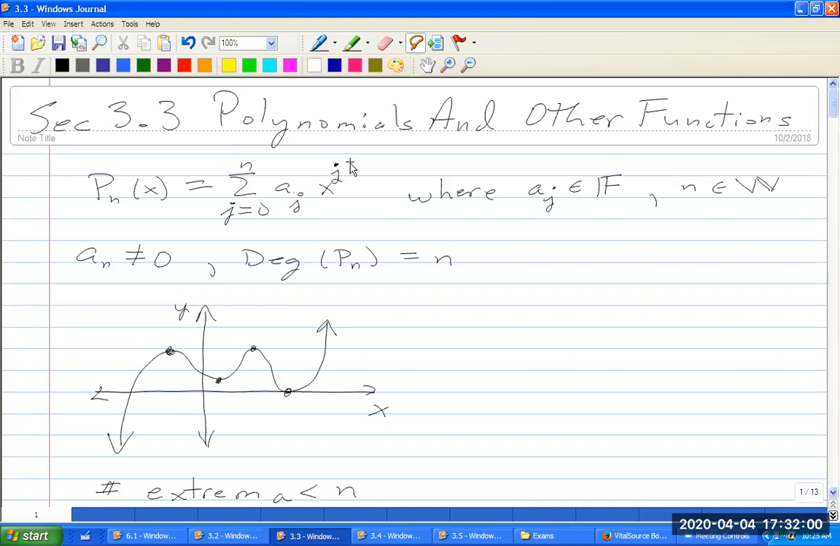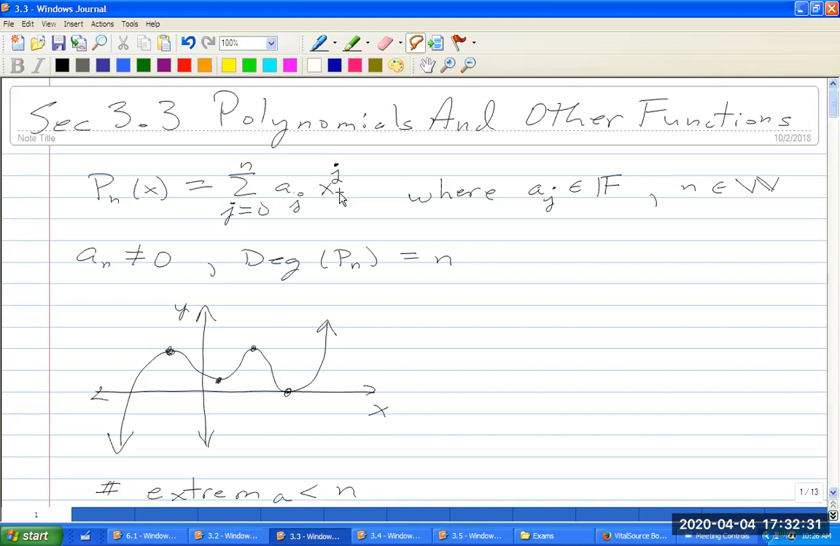And so I have here that n is some whole number, j is some value from 0 to n, 1, 2, 3, dot, dot, dot, up to n. A sub j is some number, could be any number in, let's say, a field. And x is some indeterminate, some variable.